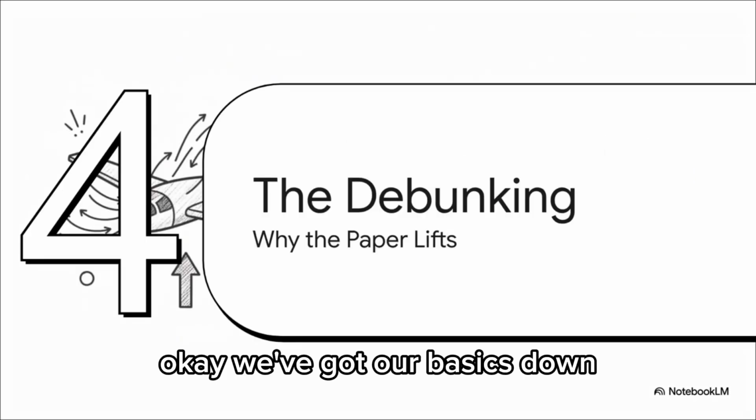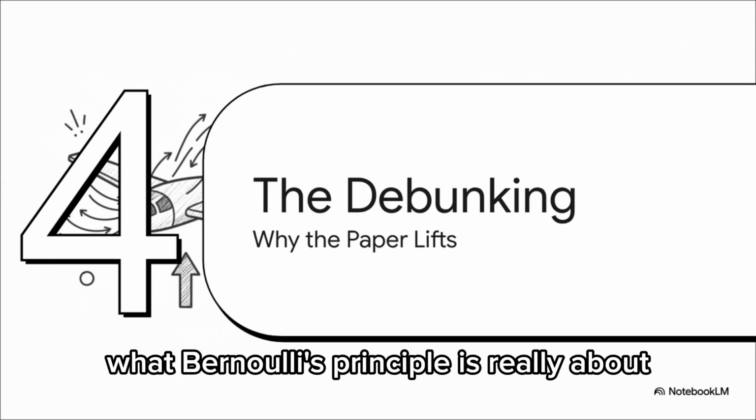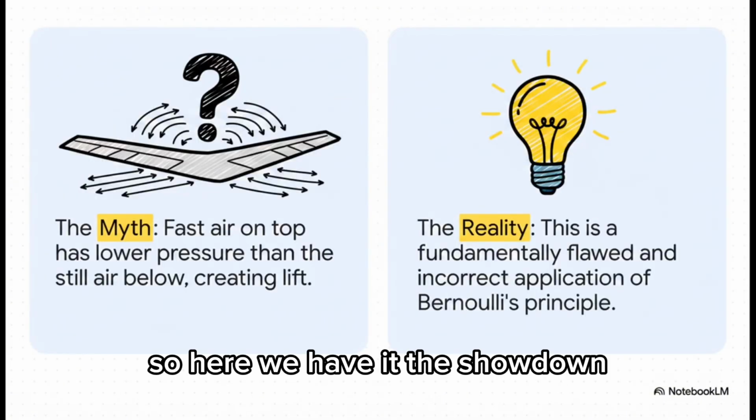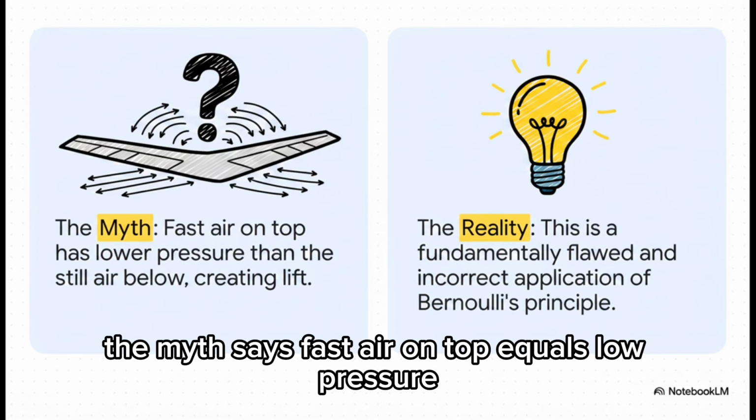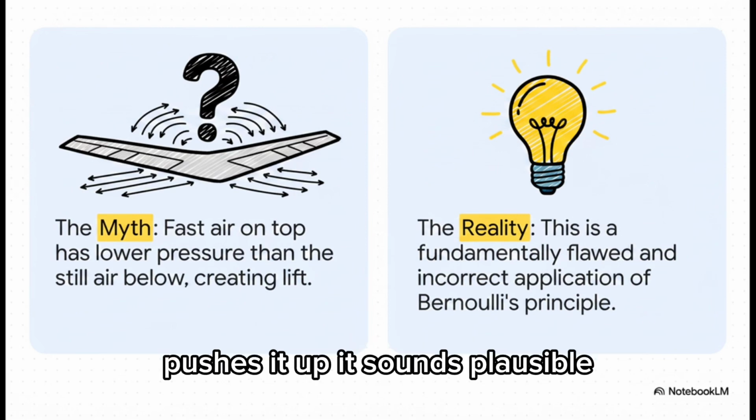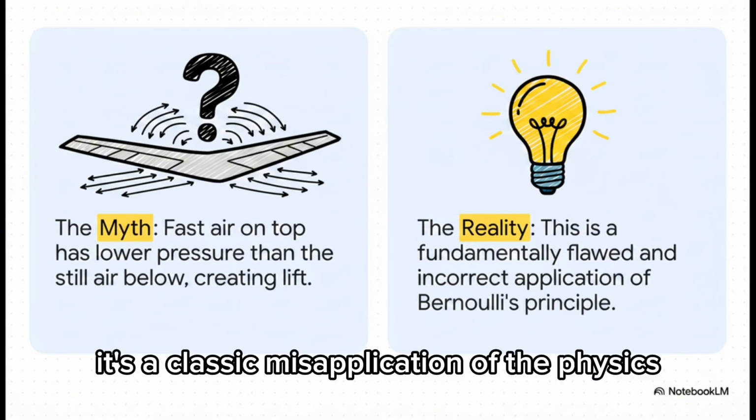Okay, we've got our basics down, we understand pressure, and we understand what Bernoulli's principle is really about. Now, let's go solve this thing once and for all. So here we have it, the showdown. The myth says fast air on top equals low pressure, and the higher pressure from the still air underneath pushes it up. It sounds plausible, it uses the right words, but it's just not right. It's a classic misapplication of the physics.